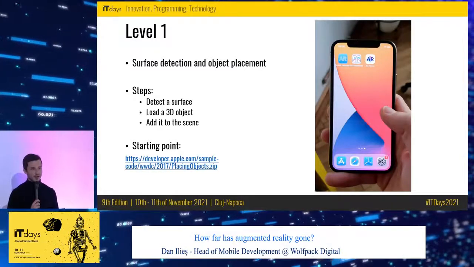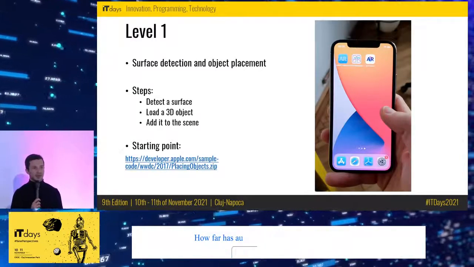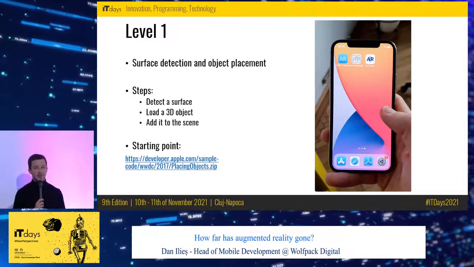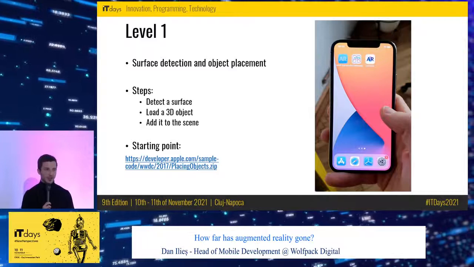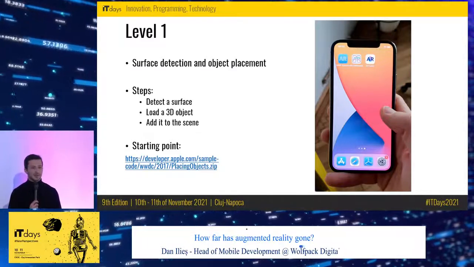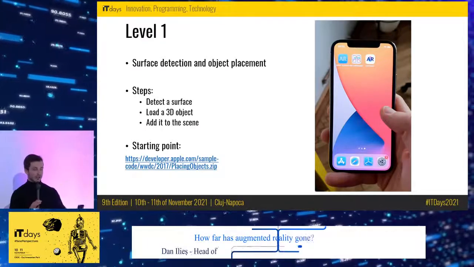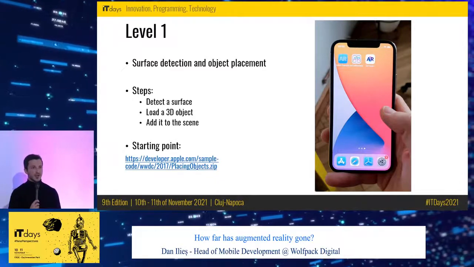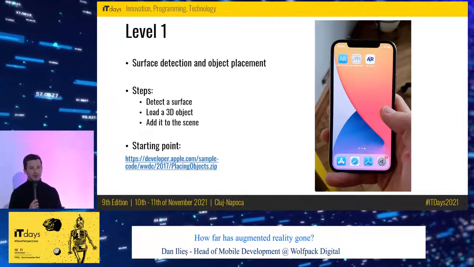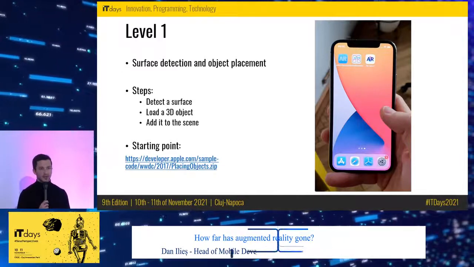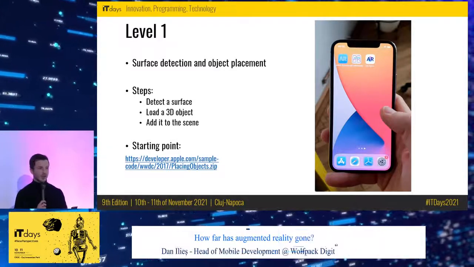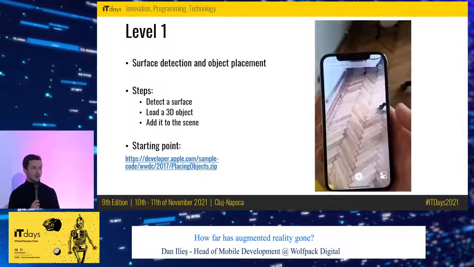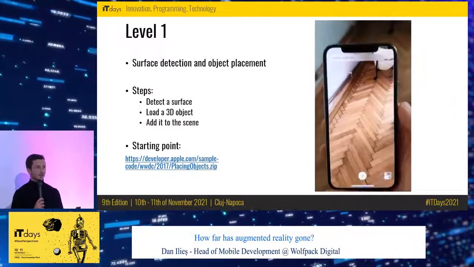So level 1 is basically surface detection and object placement from a mobile app. This was available from the first version of ARKit, and the steps are to basically detect a surface, which is horizontal at first, load a 3D object that's created with any kind of 3D modeling software, and add it to the scene on the detected plane.